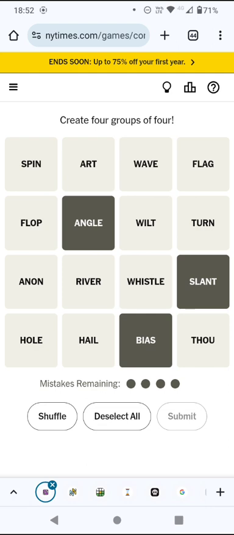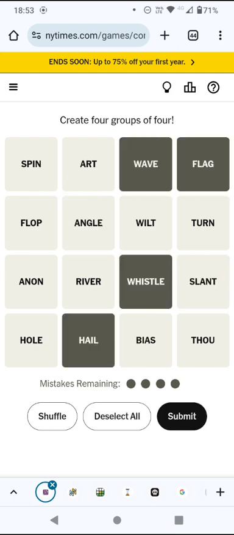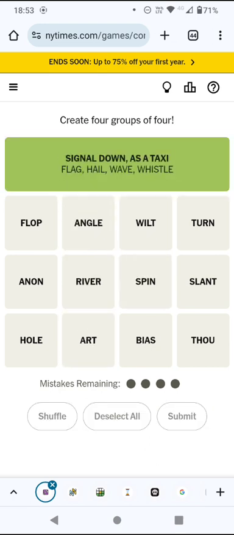What else? We've got hail. What can that be with hailstones? Flagstone? What other stones could there be? I'm not sure I can think of any. We had hailstones here today, but we don't have other weather phenomena in the grid. Hail a taxi, flag a taxi, wave and whistle. That's got a good shout, I think. Signal down a taxi. Right. Good. Exactly what I was thinking.